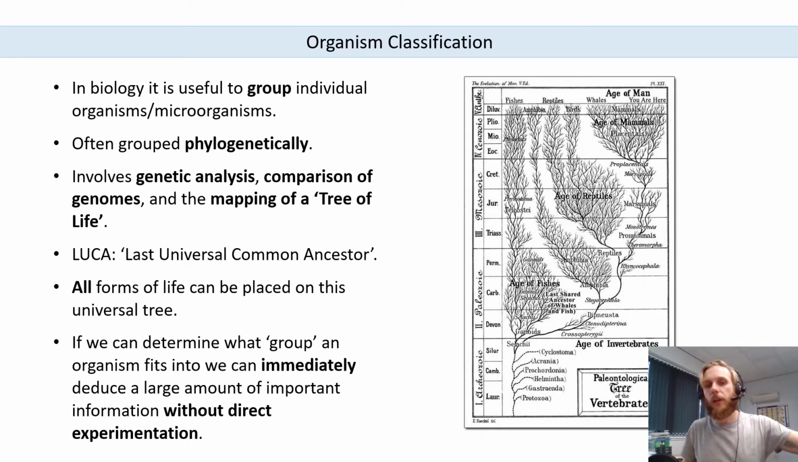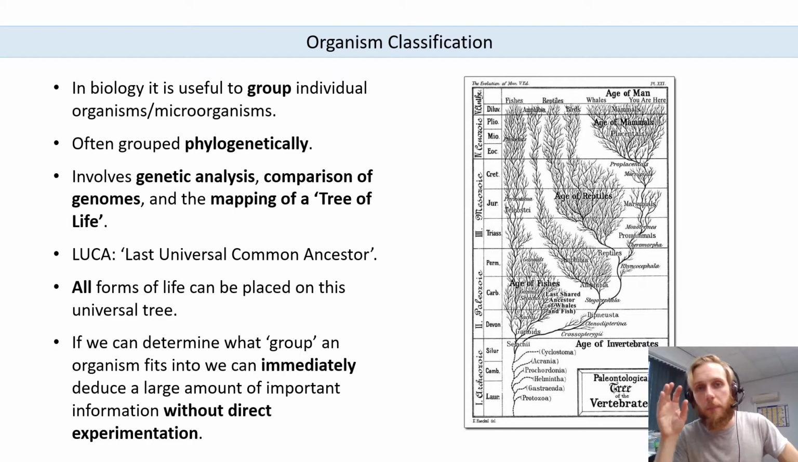This is useful. It's inherently interesting because it's interesting to know how all these organisms originated. It's interesting to know their evolutionary path, but it's also inherently useful because if I tell you an organism is a mammal, if it belongs to this branch called the mammals, you already know a lot of information about it because you know it shares some key features with the other mammals. Same for reptiles, same for fish.